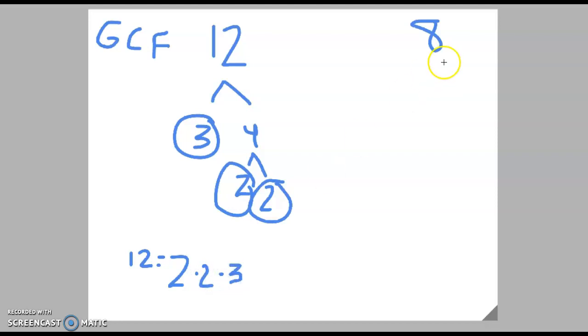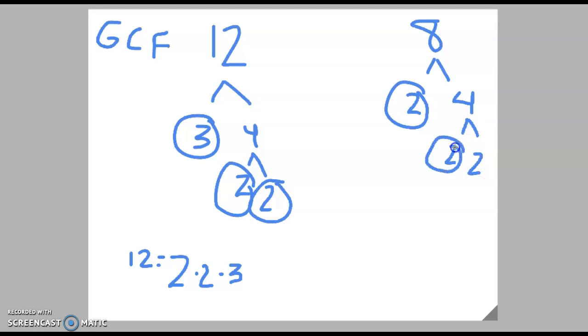Now we will factor 8. 2 times 4 equals 8. Circle the 2, you're done with that. 2 times 2 equals 4. So we'll circle those. So then 8 is equal to 2 times 2 times 2.